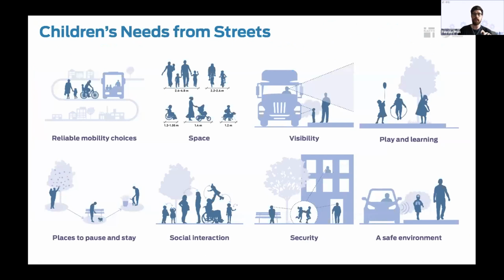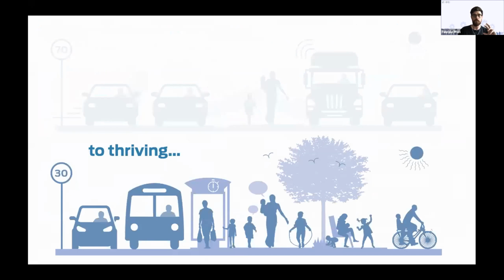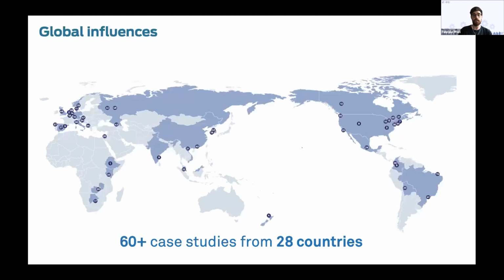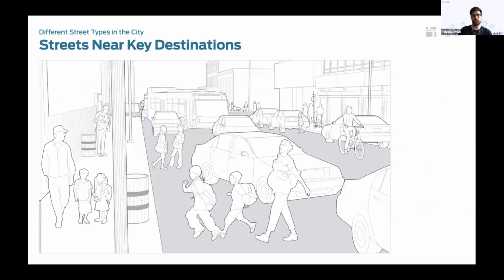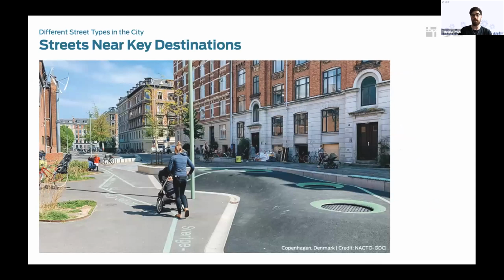Understanding and incorporating in our designs the children's needs from the streets, and shifting away from just surviving to actually thriving. In terms of street design, the guide defines a set of 5 street design strategies that can help cities achieve child-friendly streets. And we do that through the lens of over 60 case studies from different parts of the world that help to inform the design of the streets. So for example, we're looking at streets near key destinations. It could be a school or a hospital or a park, and how we can transform those to accommodate the needs of children and their caregivers, and then providing examples of how this has been done around the world already through case studies and snapshots.